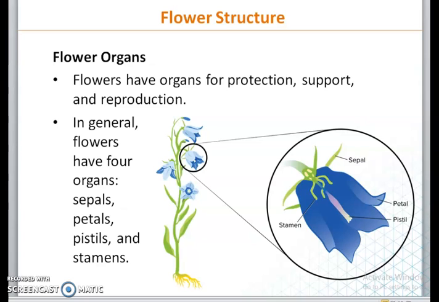What makes the flower the most important part of the plant? This is what we see now. As you see here in the picture, flowers have several organs. Some parts provide support or protection, while others are involved directly in reproduction. In general, flowers have 4 organs: sepal, petal, pistil, and stamen, as illustrated in your books, page 525, figure 20, the one shown here.